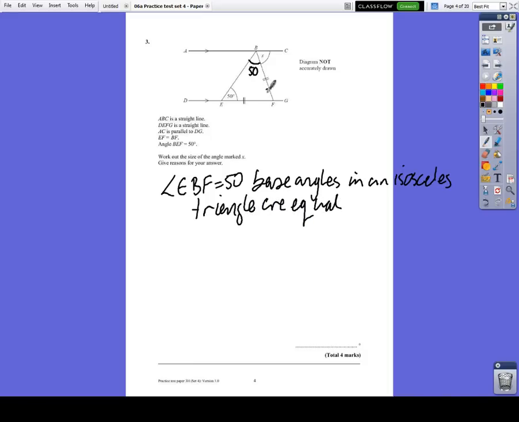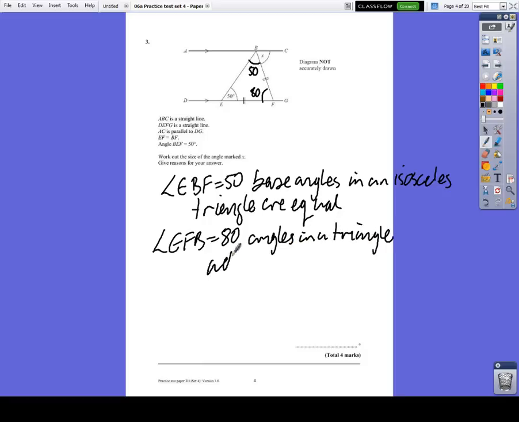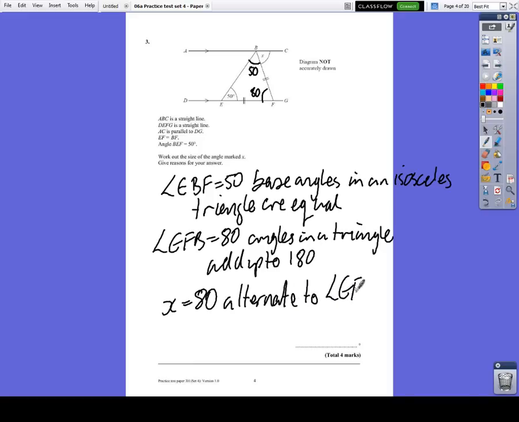From there, we can work out that this one must be 80. So angle EFB equals 80, and that's because angles in a triangle add up to 180. And finally, X therefore must be 80 because it's alternate to angle EFB.